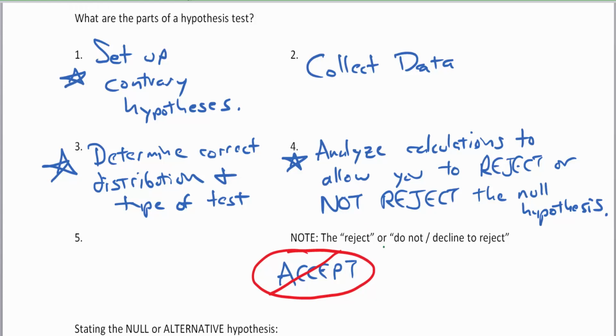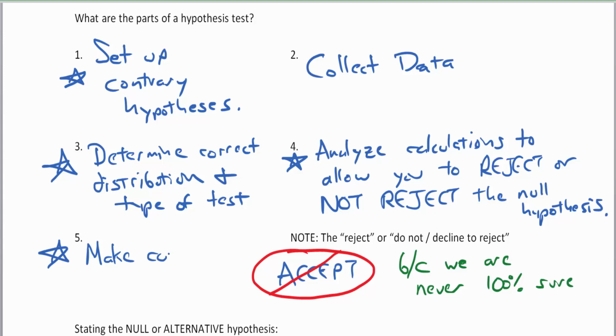And again, the reason why we do not accept is because we are never 100% sure. Never going to take that 100% option. We're going to give ourselves a statistical out. Now, what we just did is we helped to do number 5, which is make a conclusion. So we're going to make conclusions.